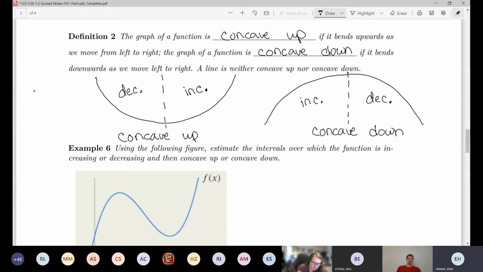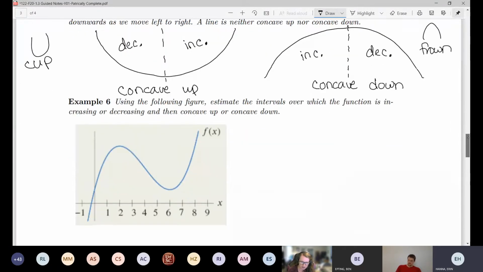The easiest way to remember it is concave up like a cup, concave down like a frown, and then you just draw them. If you just draw the pieces, that's usually what people do, is they'll draw the pieces on the side and refer back to them.